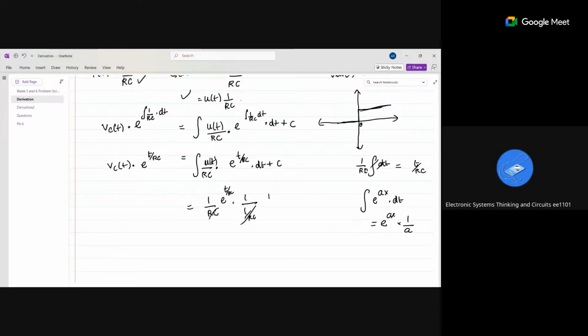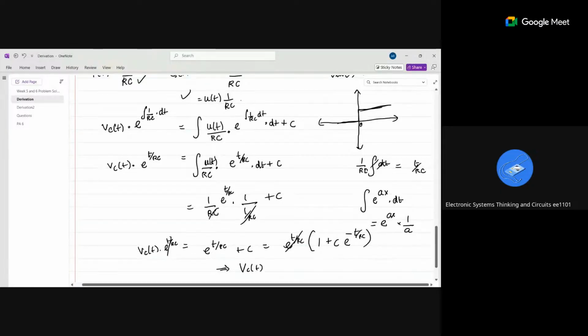And this one will get cancelled. Only t/RC I will have. Vc(t) e^(t/RC) equals e^(t/RC) plus C. From here, I can also take the t/RC outside. So 1 plus C e^(-t/RC). This and this will get cancelled. So Vc(t) is equal to 1 plus C e^(-t/RC).